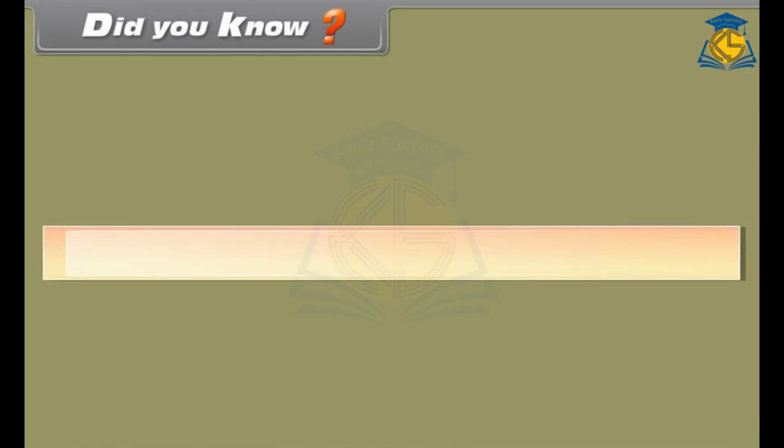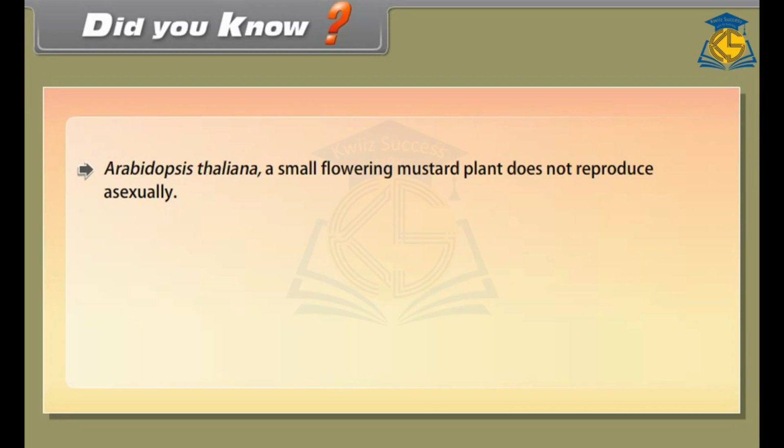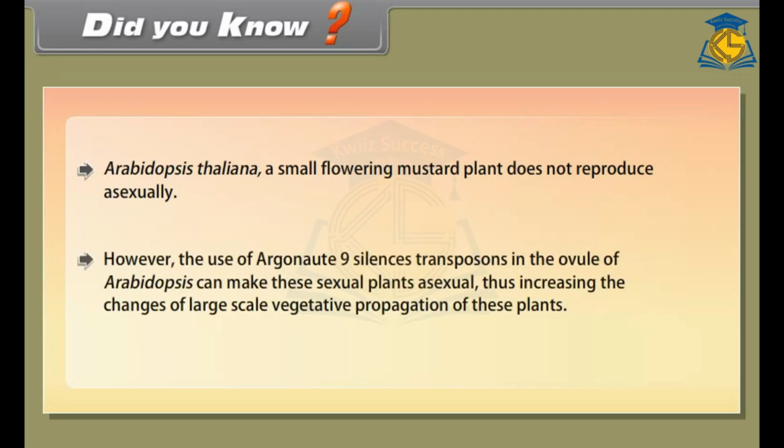Did you know? Arabidopsis thaliana, a small flowering mustard plant, does not reproduce asexually. However, the use of Argonaute 9 silences transposons in the ovule of Arabidopsis can make these sexual plants asexual, thus increasing the chances of large-scale vegetative propagation of these plants.